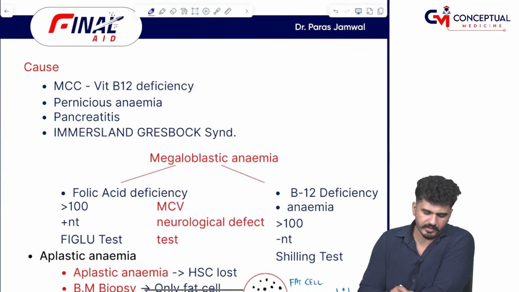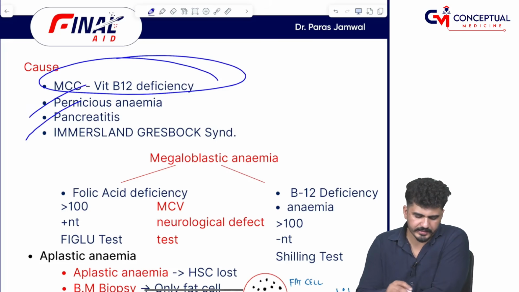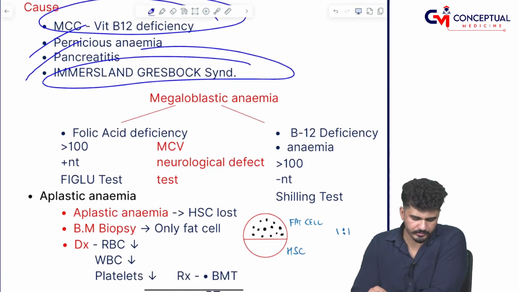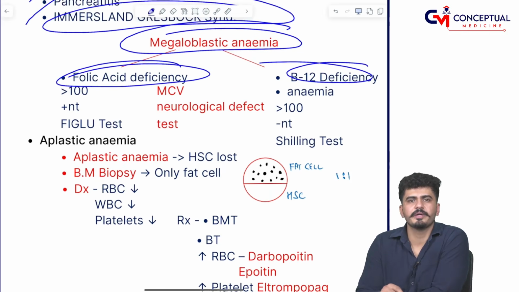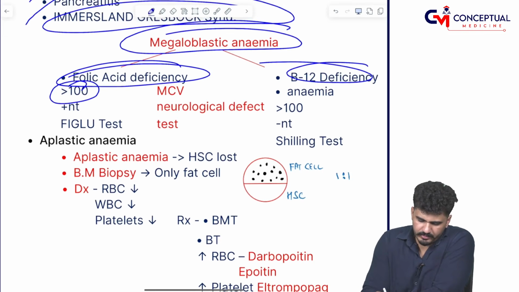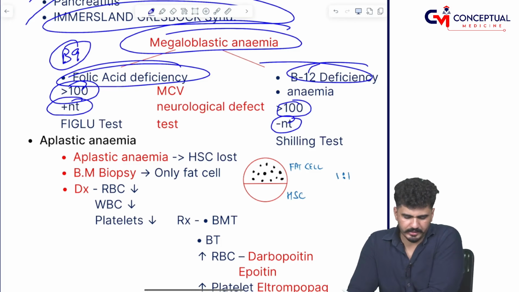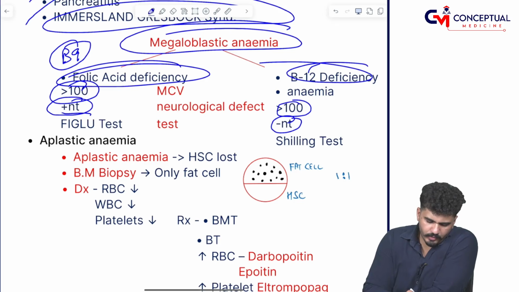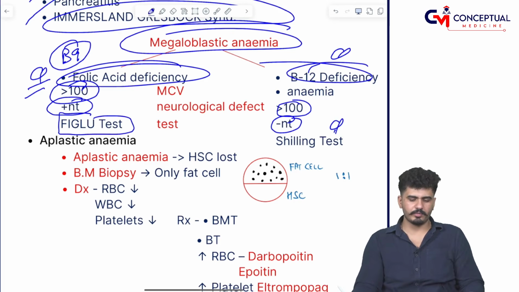Now megaloblastic anemia causes vitamin B12 deficiency. Other causes can be pernicious anemia, pancreatitis. Now megaloblastic anemia is divided into two: folic acid deficiency and vitamin B12 deficiency. Here you will see that MCV is more than 100 in both of them. There are two tests you have to remember, and also neurological deficit is absent in folic acid, which is vitamin B9. It is present with vitamin B12. The FIGLU test is something which we do for folic acid, and Schilling test is something we do for vitamin B12 deficiency.